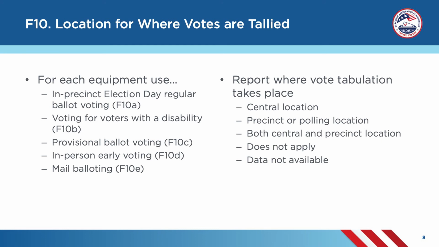For each equipment use, there are 5 options to select from. If your vote tallies take place in a centralized location, like a county election office, select Central Location. If your votes are tallied in the location they're cast or returned to, select Precinct or Polling Location. If your jurisdiction uses a mixture of both, select both Central and Precinct Location. If your jurisdiction does not use your voting equipment for the listed purpose, select Does Not Apply. For instance, if your state does not offer provisional ballots, you'll report Does Not Apply for F10C. If the data for where ballots are tallied is not tracked, select Data Not Available.